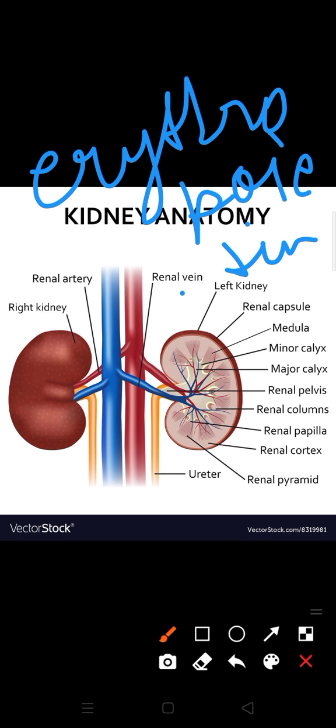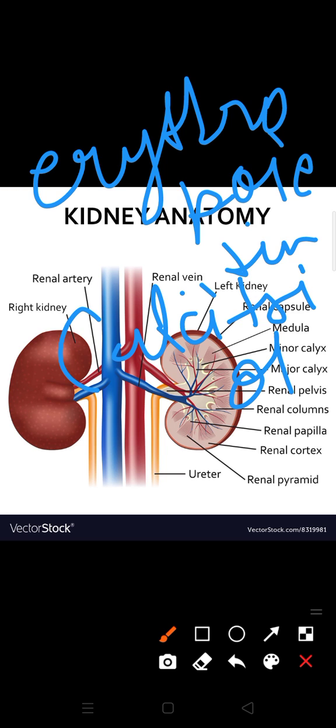Okay, it promotes erythropoiesis in the bone marrow. Erythropoiesis means erythrocytes का बनना. Okay, and calcitriol. The main function of one hormone is erythropoietin and another is calcitriol.